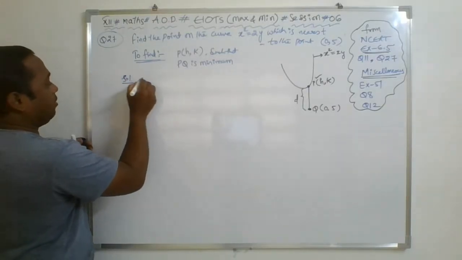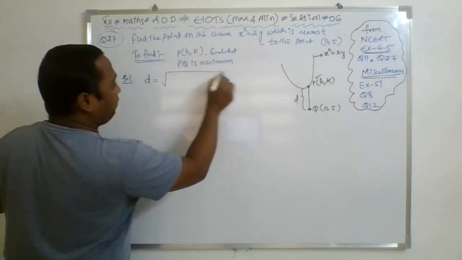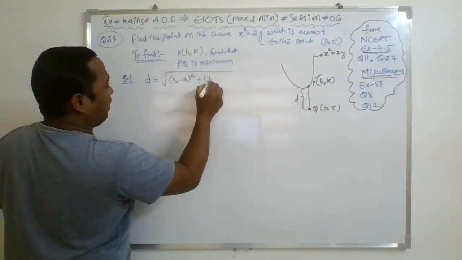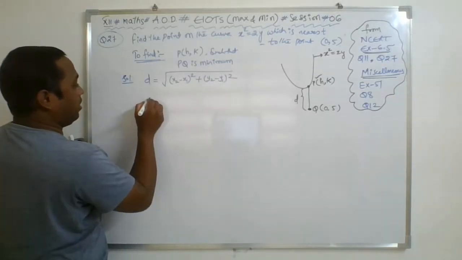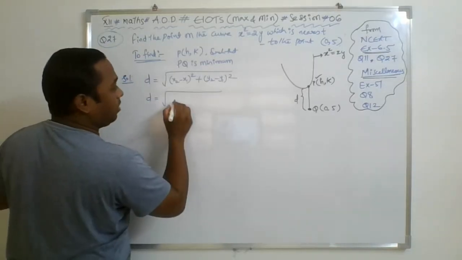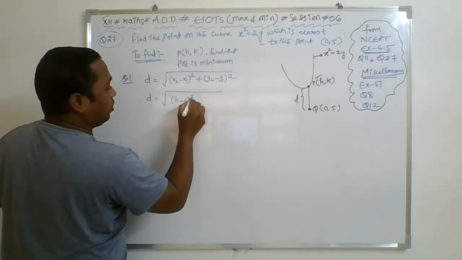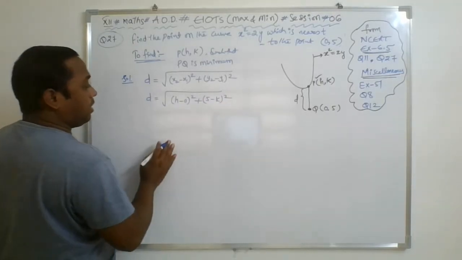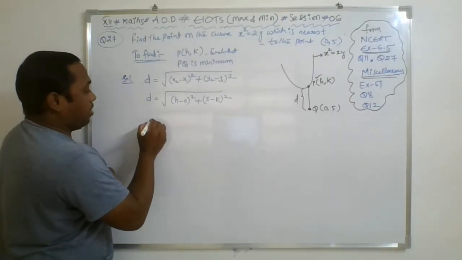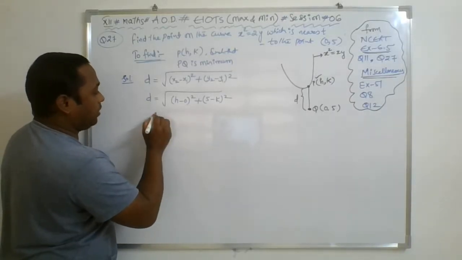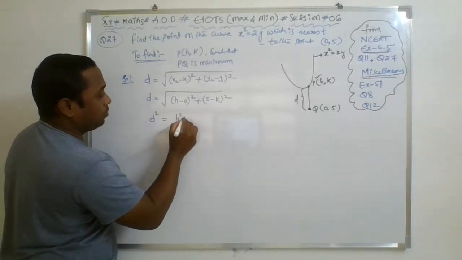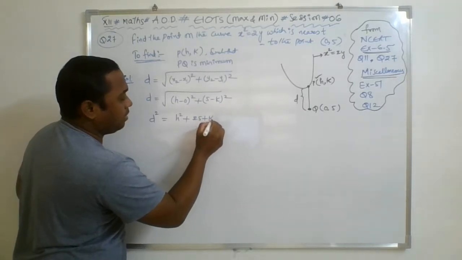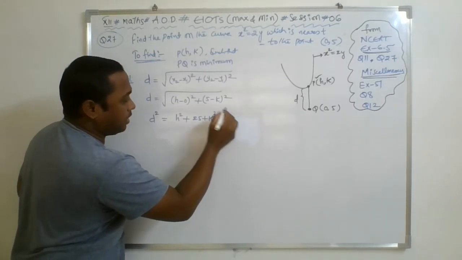What is the distance formula? Under root of (x2 minus x1) the whole square plus (y2 minus y1) the whole square. So the distance will be (h minus 0) the whole square plus (5 minus k) the whole square, right? And you may also speak by squaring on both sides: D square is equal to h square plus 25 plus k square minus 10k.